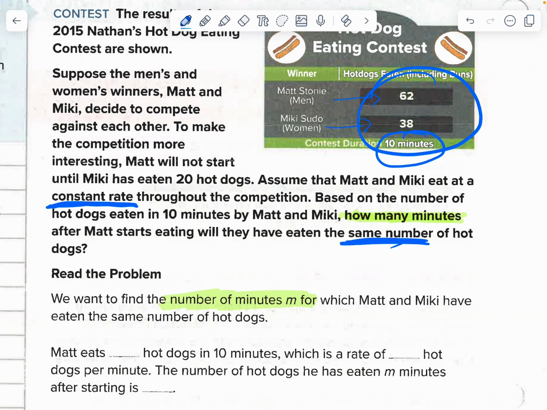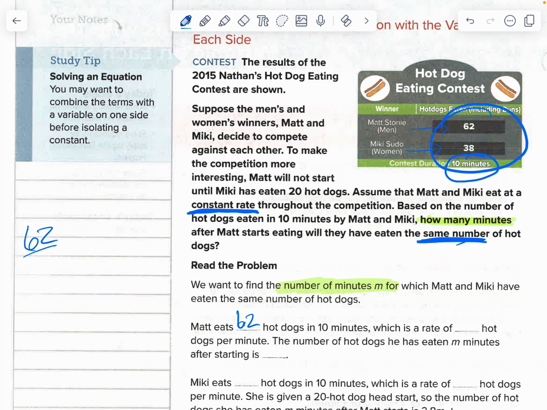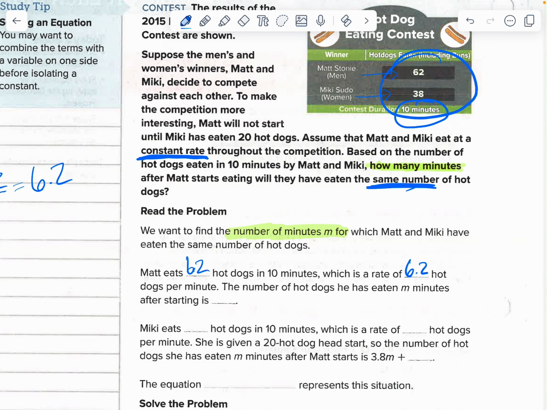The next part says Matt has eaten 62 hot dogs in 10 minutes. Well, I need to know the rate of that. So to find the rate, I do 62 divided by 10, because that's 62 hot dogs in 10 minutes. In 1 minute, that's going to be 6.2 hot dogs in 1 minute. The number of hot dogs he has eaten in M minutes. So this is our rate, so 6.2 in M minutes.